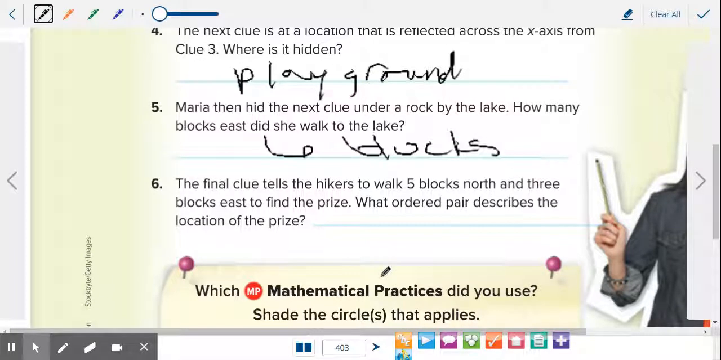So sometimes you just got to pay attention to what they are labeling them as. Before, they were labeled, usually they're going by ones. In this case, they're going by twos. It just depends. Okay, number 6.